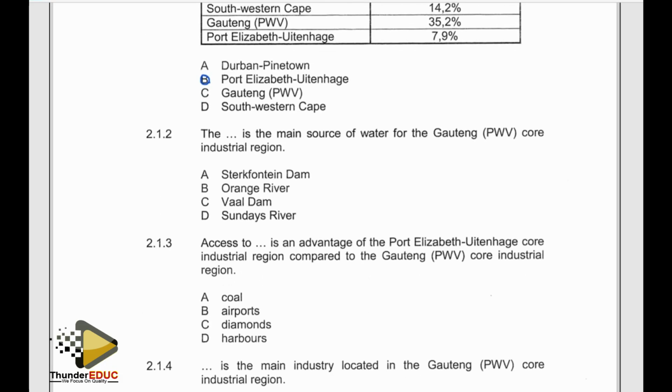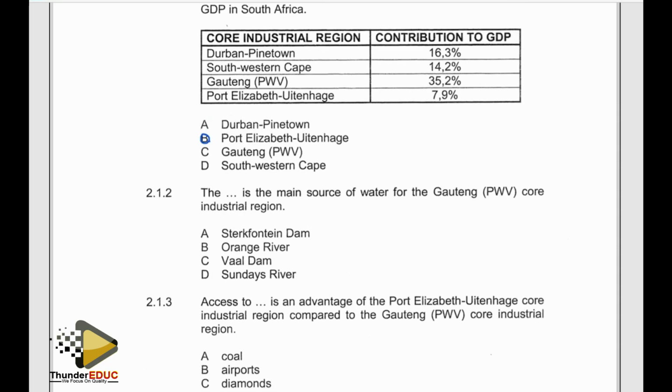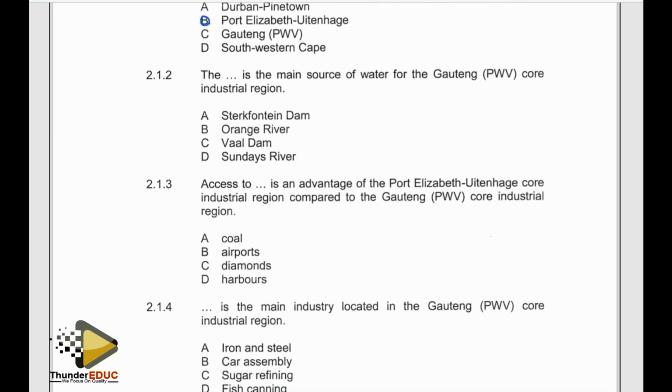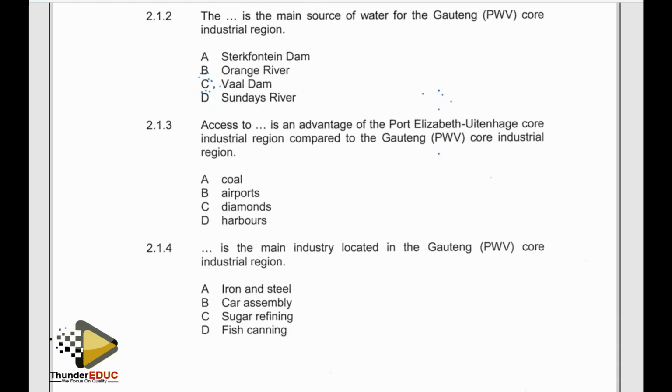Right, question 2.1.2, the dash is the main source of water for Gauteng PVW core industrial region. We are saying the industries around Gauteng, the PVW, where do they get their supply of water from? Right, the supply of water for the PVW is the Vaal Dam. That is where they get their water for their different operations.